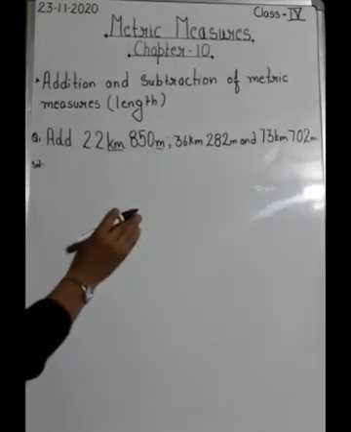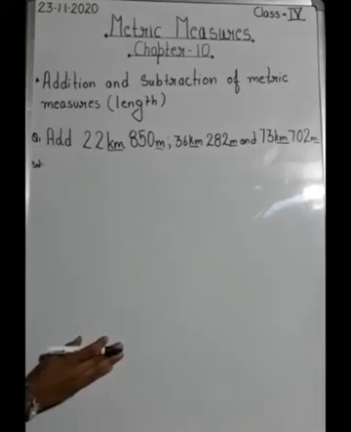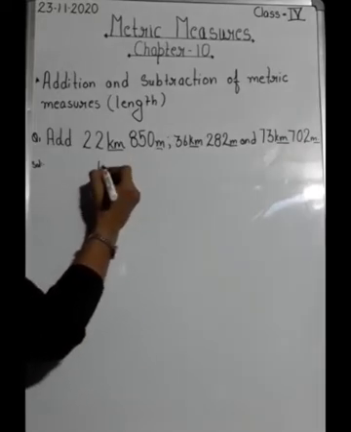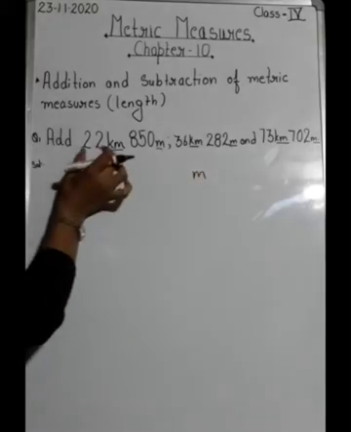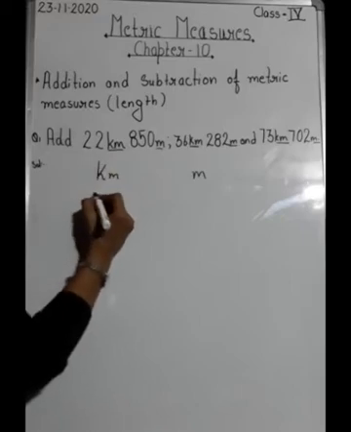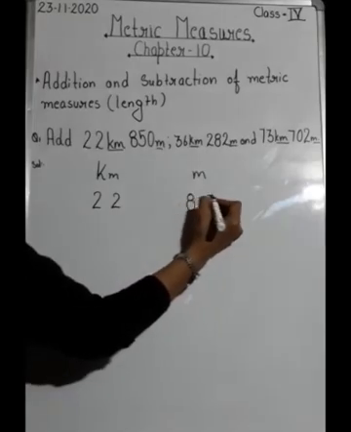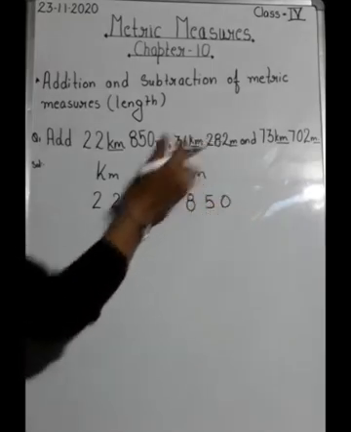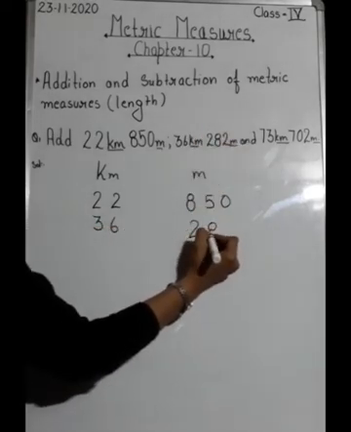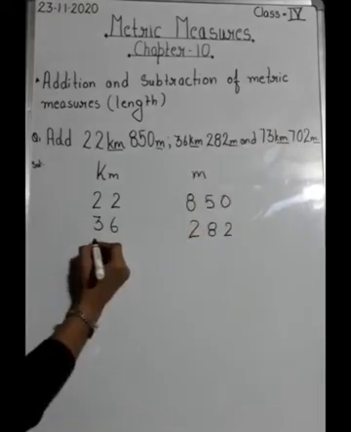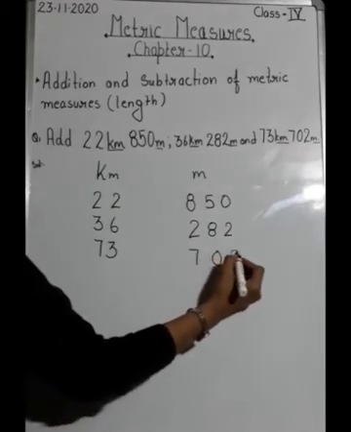One is kilometer, another one is meter. Here also one is kilometer, another one is meter, and here also kilometer and meter. So for this first you have to make two columns. One is of kilometer and another one is of meter. Here 22 is in kilometer, so you will write 22 in the column of kilometer, and 850 is in meter, so write down 850 in the column of meter. Now again 36 in the column of kilometer and this 282 in the column of meter. 73 in the column of kilometer and 702 in the column of meter.